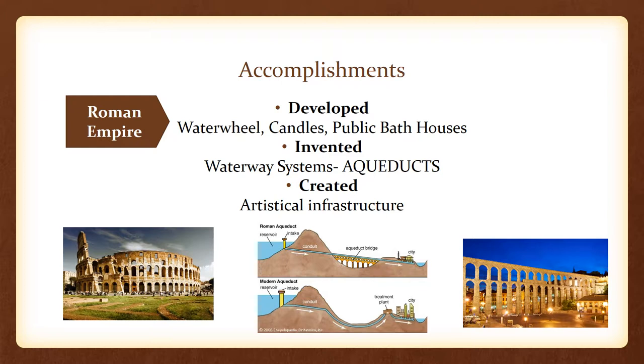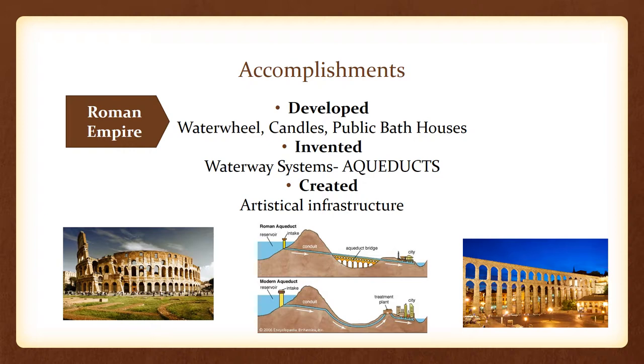In the Roman Empire, there were so many accomplishments, more than I could say for Han China or the Han Dynasty. They developed the water wheel, candles, and public bathhouses, because they invented waterway systems called aqueducts that ran from the ocean all the way up into their city. So there was a vast amount of water being supplied. They also created infrastructure where they were able to build using cement and created arches along their buildings.